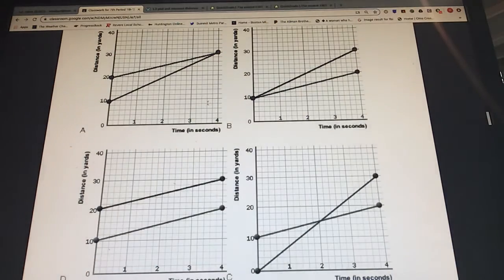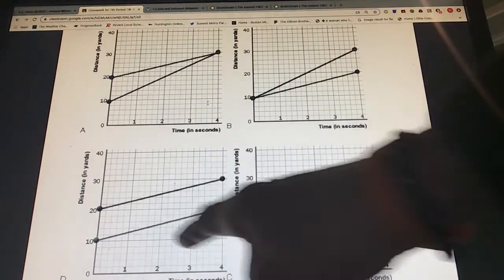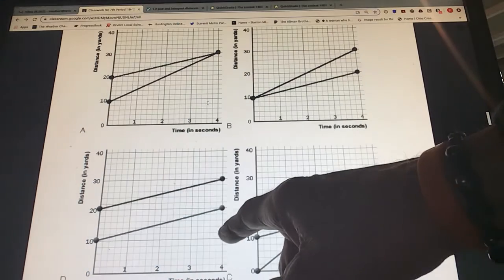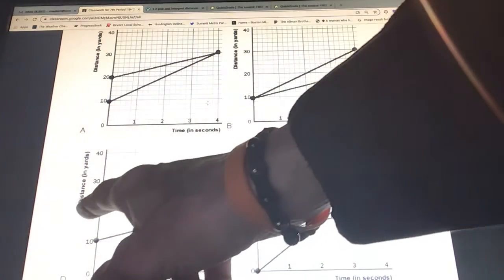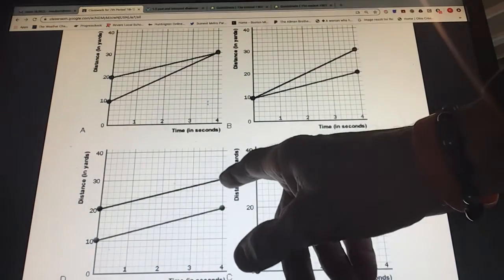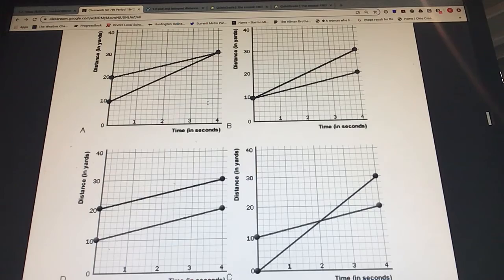If you ran the numbers, you could calculate this one's moving 10 yards in 4 seconds, and this one has moved 10 yards in 4 seconds, okay? 10 over 4 for both, okay?